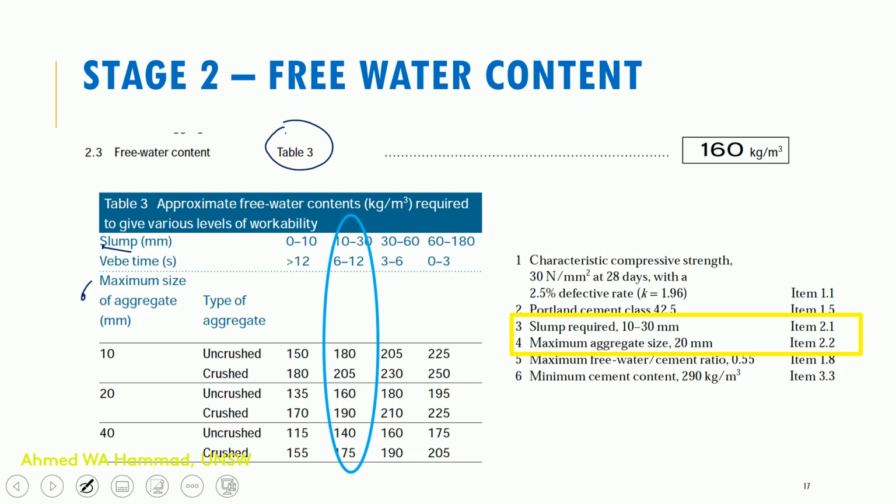So I know that this is the column that I'm concerned with. And then I know that the maximum size of aggregates, as we determined in the previous step, is 20. So I know this is the row that I'll be looking at, and it's uncrushed. So if you draw these 2 circles such that you get this figure where the 2 ovals intersect, it's 160. So 160 is the figure that I'm concerned with, and that's the free water content. So that's why I've got 160 over here.